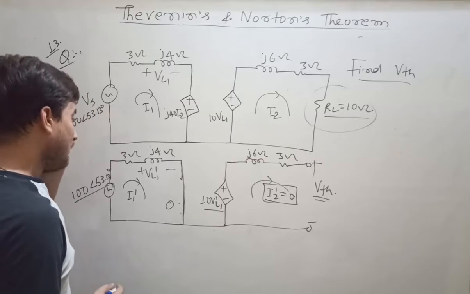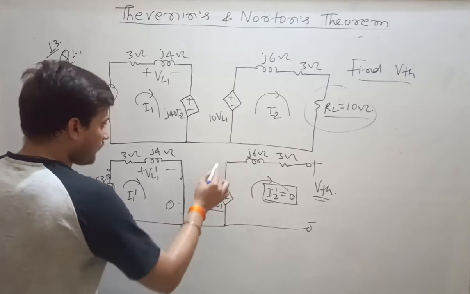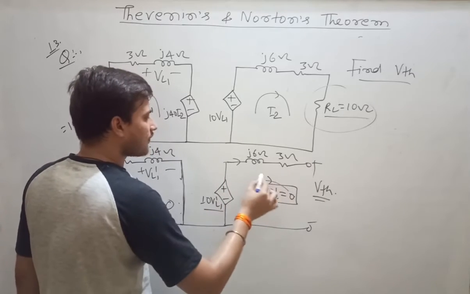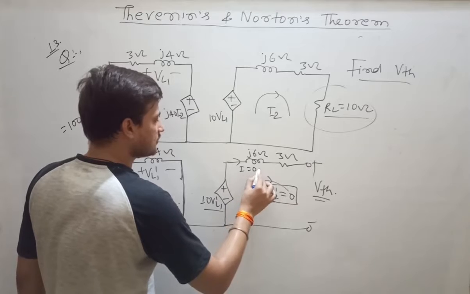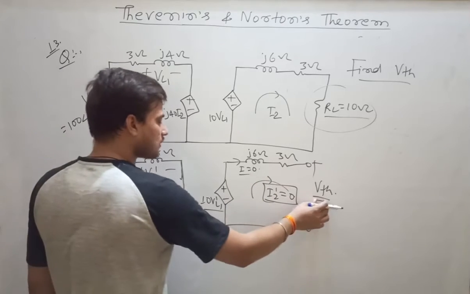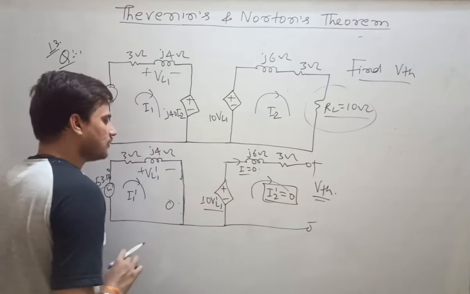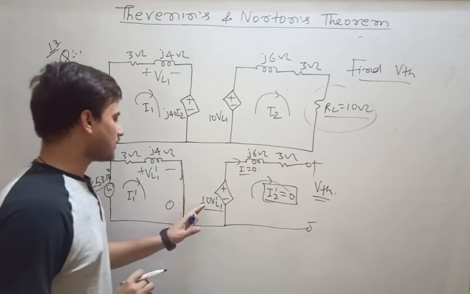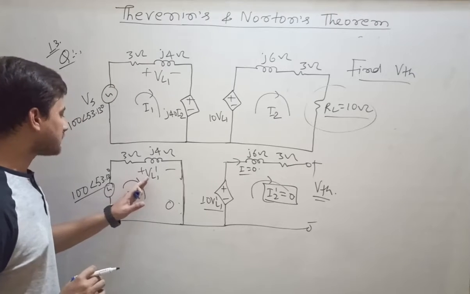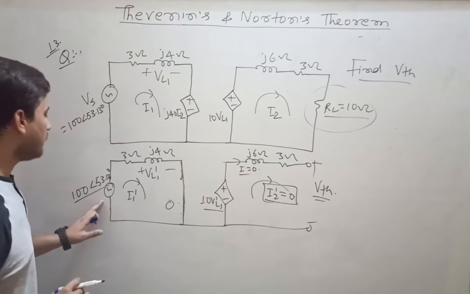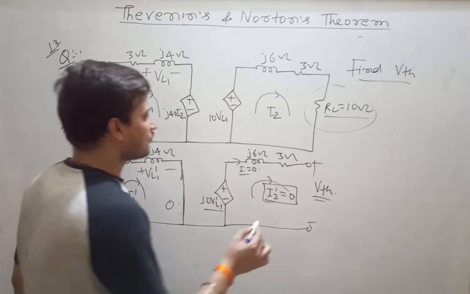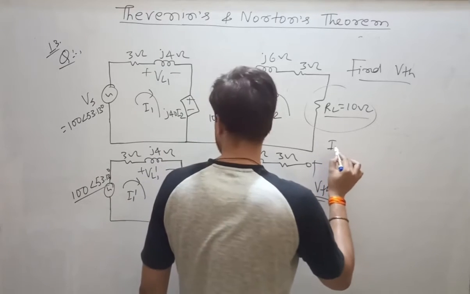Clear? Next, the current coming out through this network is 0. This current is 0 because this is an open circuited network. So VTH will be equal to this voltage, that means 10 V dash L1. So we need to find V dash L1. What will be the value of V dash L1? You see, I1 dash current is flowing through this network, so we have to calculate I1 dash.